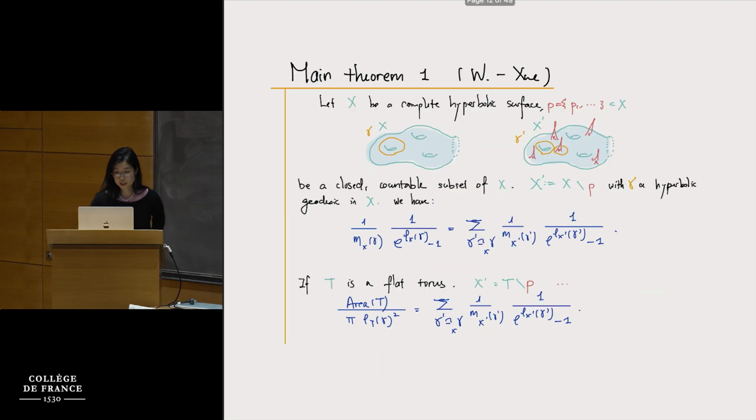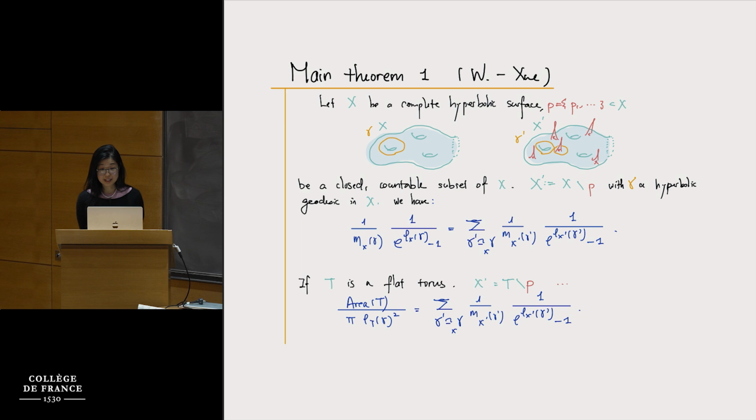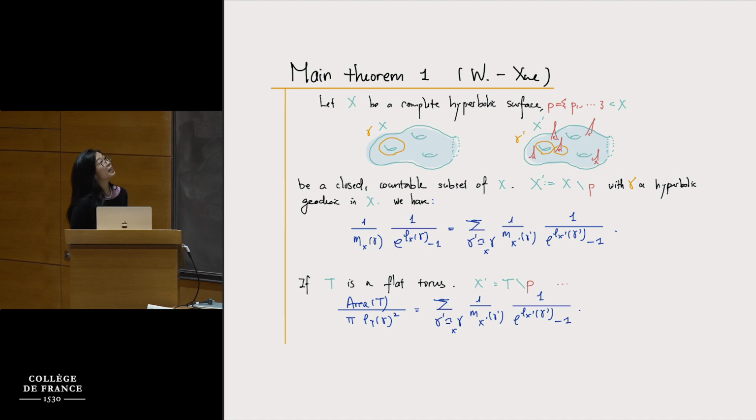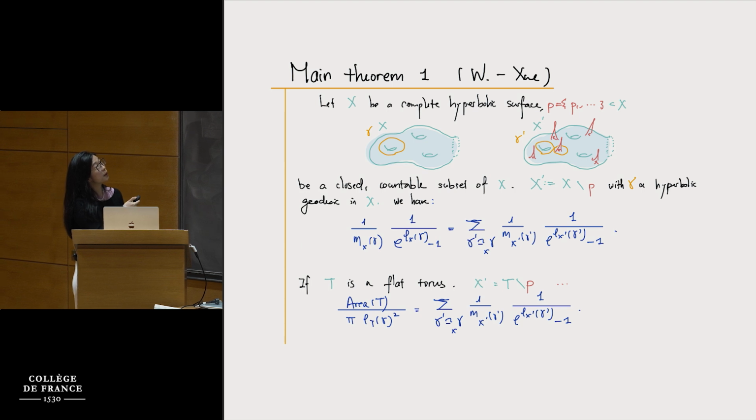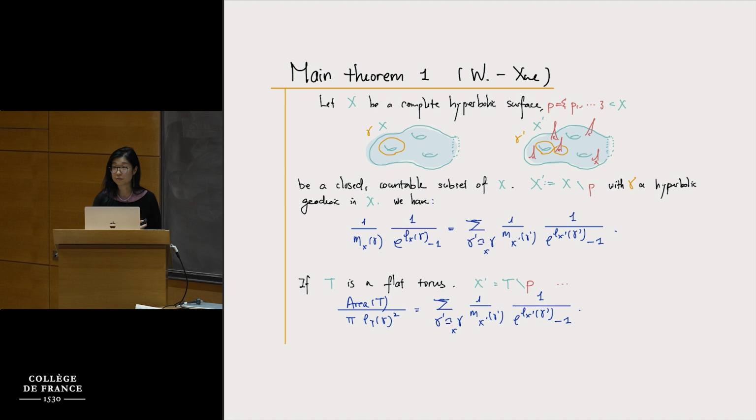Okay, these are the basic terminology, and we can state our result. Let X be a complete hyperbolic surface with no condition. I take a set P which is a closed countable subset of X. X prime is the surface obtained by removing from X this closed set P. I still get a Riemann surface.